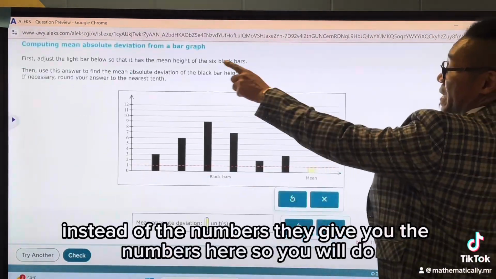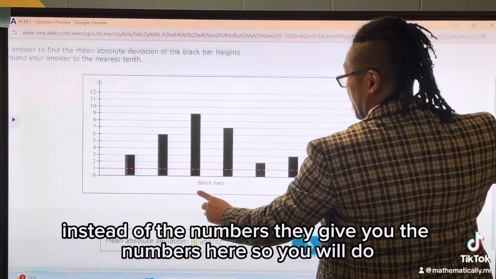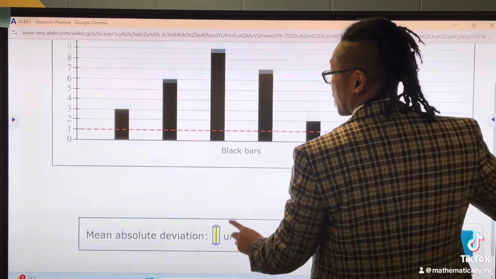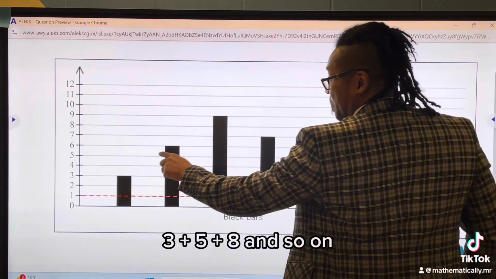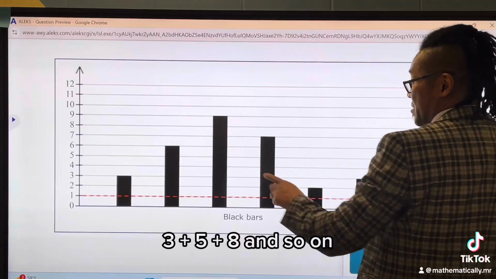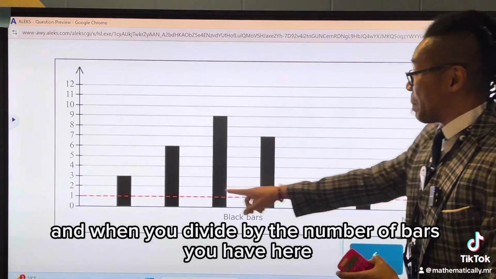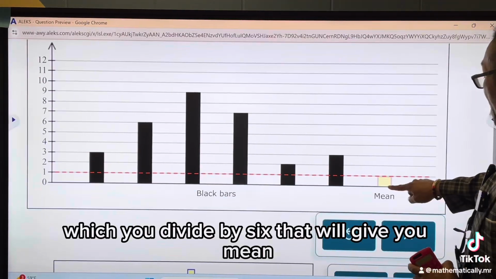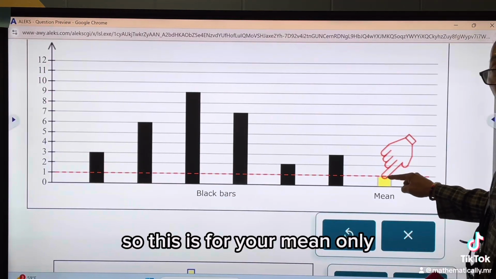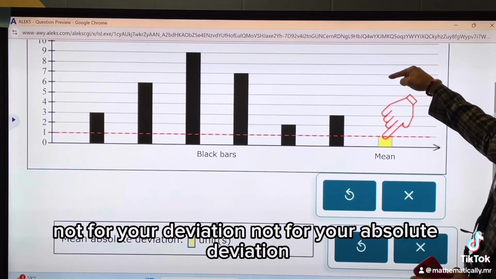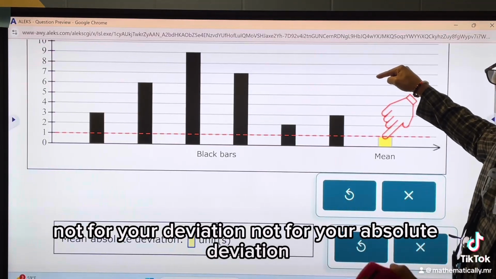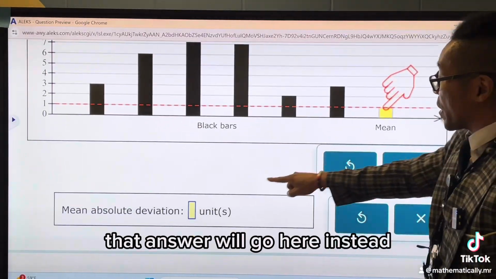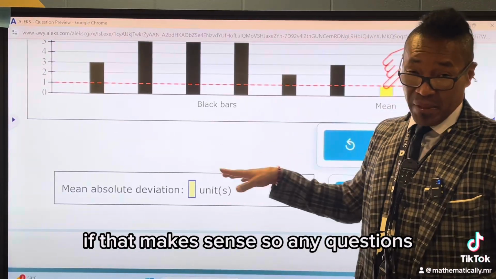Only difference for numbers 4, 5, and 6 is that now, instead of the numbers, they give you the values here. So you will do 3 plus 5 plus 8 and so on. And when you divide by the number of bars you have here, which is 6, that will give you the mean. So this is for your mean only, not for your deviation, not for your absolute deviation. That answer will go here instead, if that makes sense.